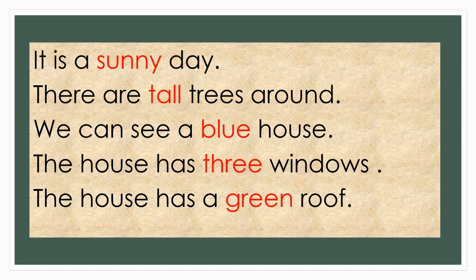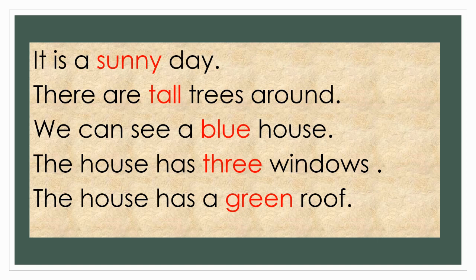In the first sentence, the word sunny is the adjective as it is describing the noun day. In the second sentence, the word tall is an adjective as it is describing the noun trees. And in the third sentence, the word blue is an adjective as it is telling us the color of the house. It is telling us more about the house. In the fourth sentence, the word 3 is an adjective as it is telling us the number of the windows.